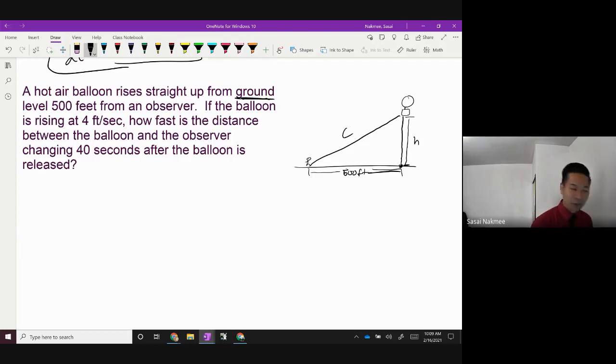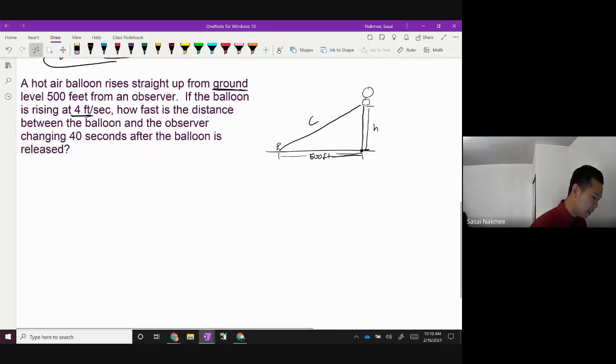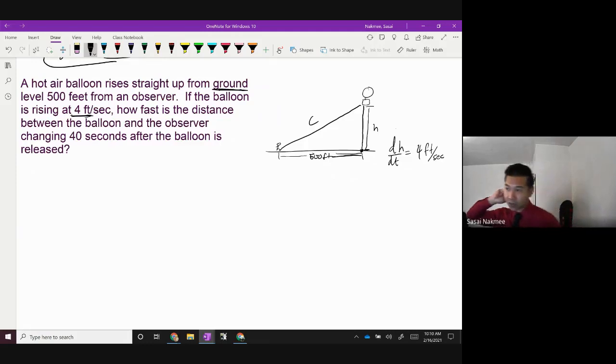What we know from this problem, though, is that the rate at which the balloon is rising is 4 feet per second. So I don't know what the height is, but I know the rate at which the height is changing with respect to time, don't I? Let's zoom out a little bit and make it down over here. The rate at which the height is changing with respect to time is 4 feet per second, right? The balloon is rising at 4 feet per second. So I know that right there. I know the rate at which the height is changing, right?